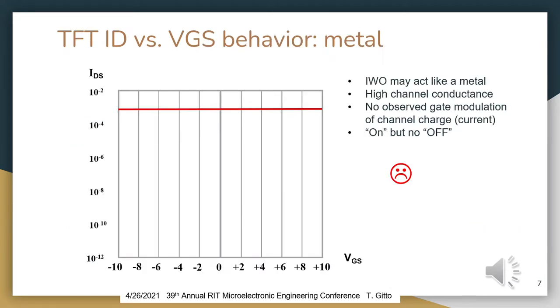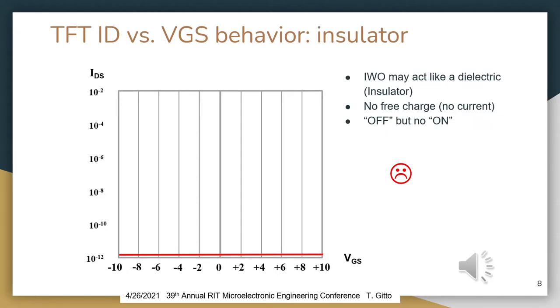So what kind of characteristics are we looking for in our devices? Well, we don't want something that acts like a metal. We want something that acts like a semiconductor. So this is what a metal would give out in an IV curve, where there's no observable gate modulation. It's always on but never off. Here we have an insulator, and again, this is not what we want. We want some sort of modulation. So for a dielectric or an insulator, this is always off but never on.